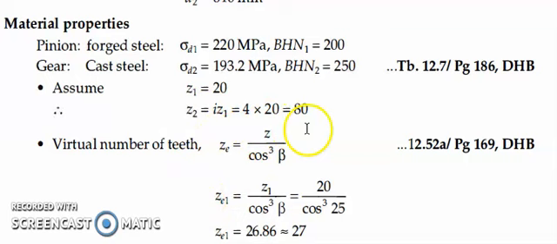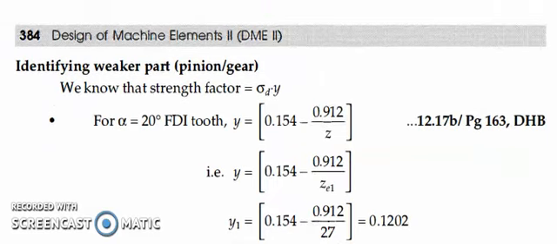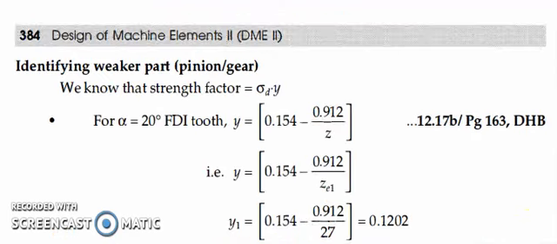Then, as this is a helical gear, we have to calculate the virtual number of teeth. Virtual number of teeth we can calculate using equation 12.52a, that is Ze is equal to Z divided by cos cubed beta. Using this equation we can find the values of Ze1 and Ze2, that we will get 27 for Ze1 and 108 for Ze2.